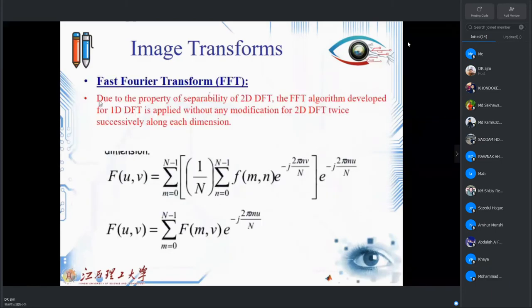Another form that we have is the fast Fourier transform, or FFT. Due to the separability of the 2D DFT, the FFT algorithm developed for the 1D DFT is applied without any modification to the 2D DFT successively along each dimension. As I show here for you in the formula, again, you have F of u and v, and some part which is related to the matrix, and some function which will be additive to that.